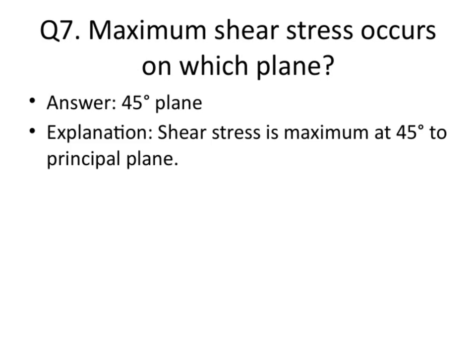The answer here is the 45-degree plane. Now, why is that? Well, shear stress reaches its maximum at an angle of 45 degrees to the principal plane. This is a fundamental concept in understanding how shear stresses behave within a material under load. When analyzing stress, it's crucial to identify the plane where shear stress is at its peak, because that's often where failure can initiate. So, in this case, the maximum shear stress occurs precisely on the plane inclined at 45 degrees. Recognizing this helps us better predict material behavior and design safer, more reliable structures.